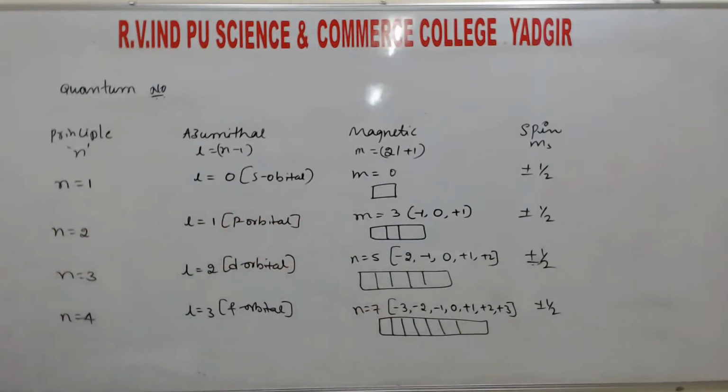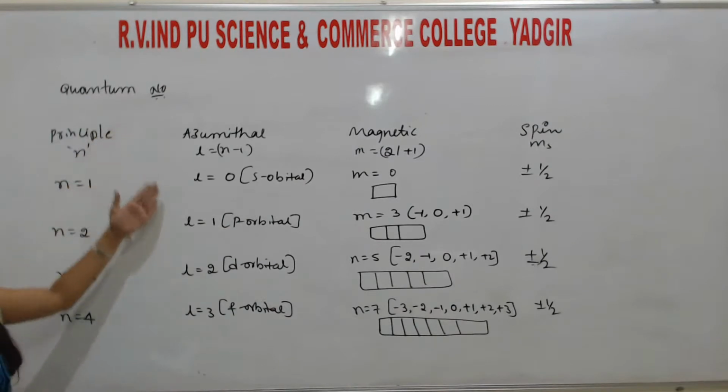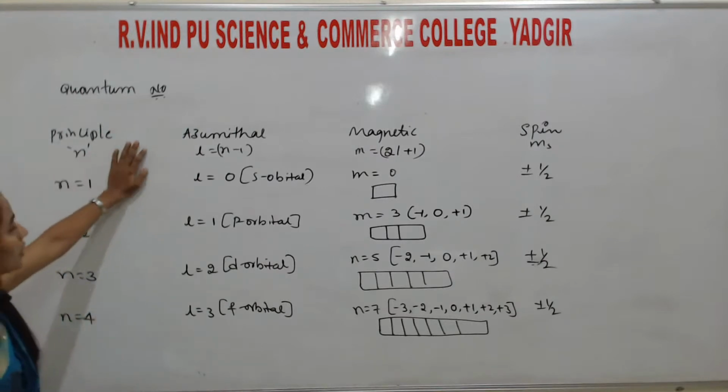So this is all about the quantum numbers, students. You have to remember this. Once you remember these quantum numbers, this table is easy. They directly ask which type of quantum numbers there are, and what the way of filling up of electrons is, and what the rules are. This is the quantum numbers table: principal n, n is equal to 1, n is equal to 2, n is equal to 3, n is equal to 4.